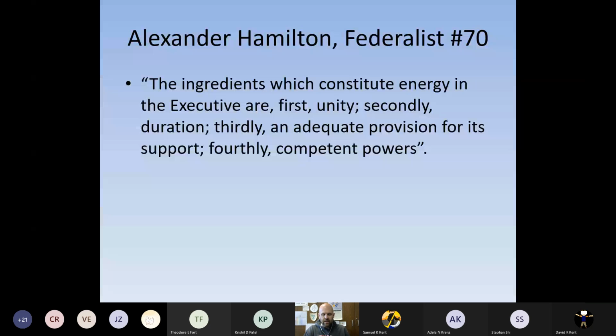Because remember, at first, we don't have a president. We don't have an executive under the first government, under the Articles of Confederation. There was no executive branch. It was only a legislative branch. And we saw the major flaws of that because we had no ability to enforce laws.